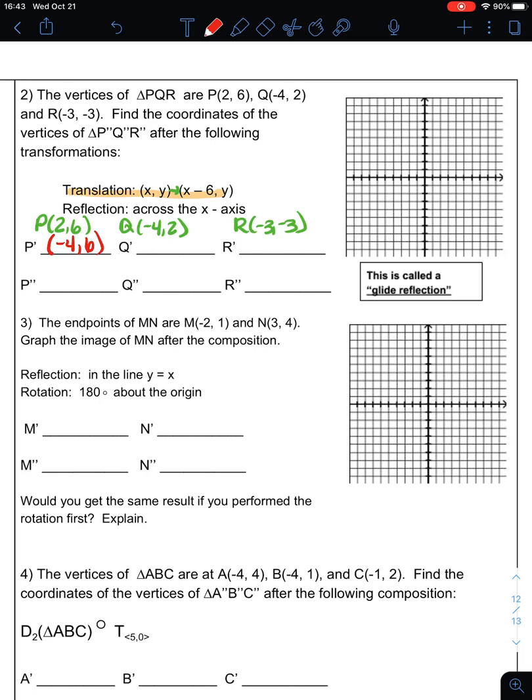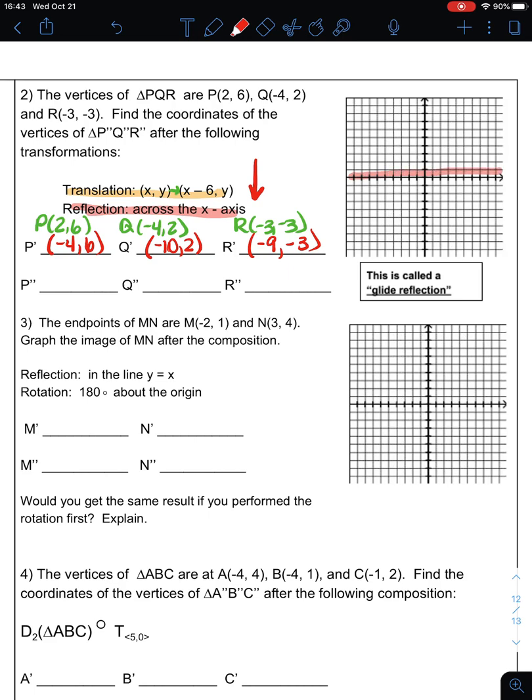2 minus 6 is negative 4, and your y value stays the same. You decrease negative 4 by 6 and you get negative 10, and your y value stays the same. Then your x value, negative 3, decreases by 6, and it gives you negative 9, and the negative 3 stays the same. So that slid down. You can imagine what that triangle looked like. Then you're going to reflect it across the x-axis.